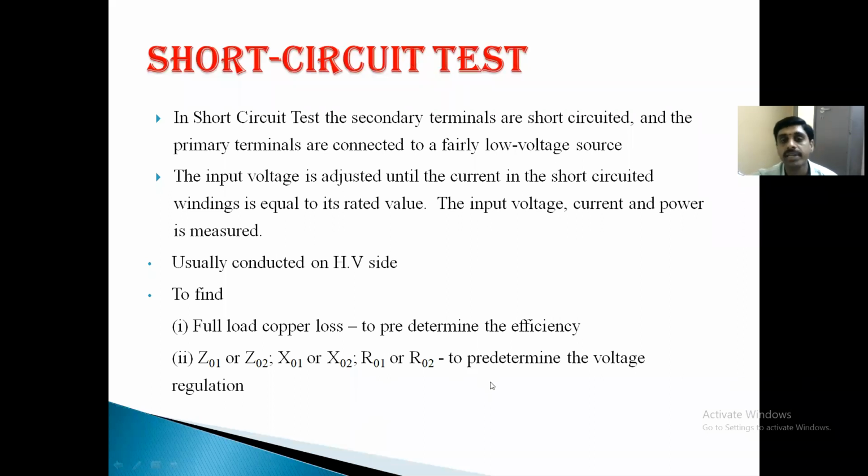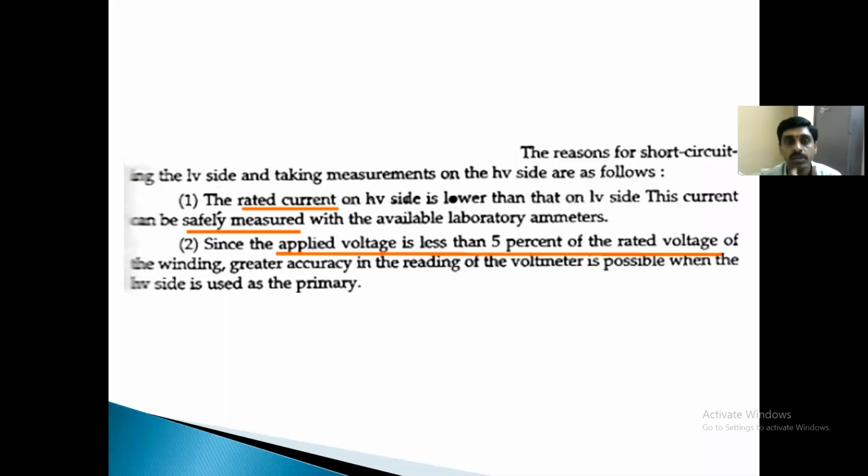So, to find the voltage regulation. As I said, the reasons for short circuiting the LV side and taking measurements on the HV side are that the rated current on the HV side is lower than on the LV side. This current is safely measured with available laboratory ammeters. Also, the applied voltage is less than 5% of the rated voltage, and that is enough to supply the rated current. Therefore, greater accuracy in the voltmeter reading is possible when the high voltage side is used as primary. So you should know these reasons for the open circuit test and short circuit test properly.